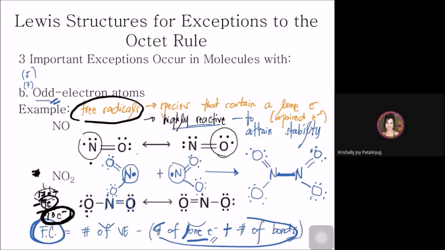So we are done with the first two important exceptions. The first one earlier is electron-deficient, meaning the central atom has fewer than 8 surrounding electrons. When we say odd-electron atoms, you have a central atom or an adjacent atom with an unpaired or lone electron, without a partner. Sige, let us have the last.